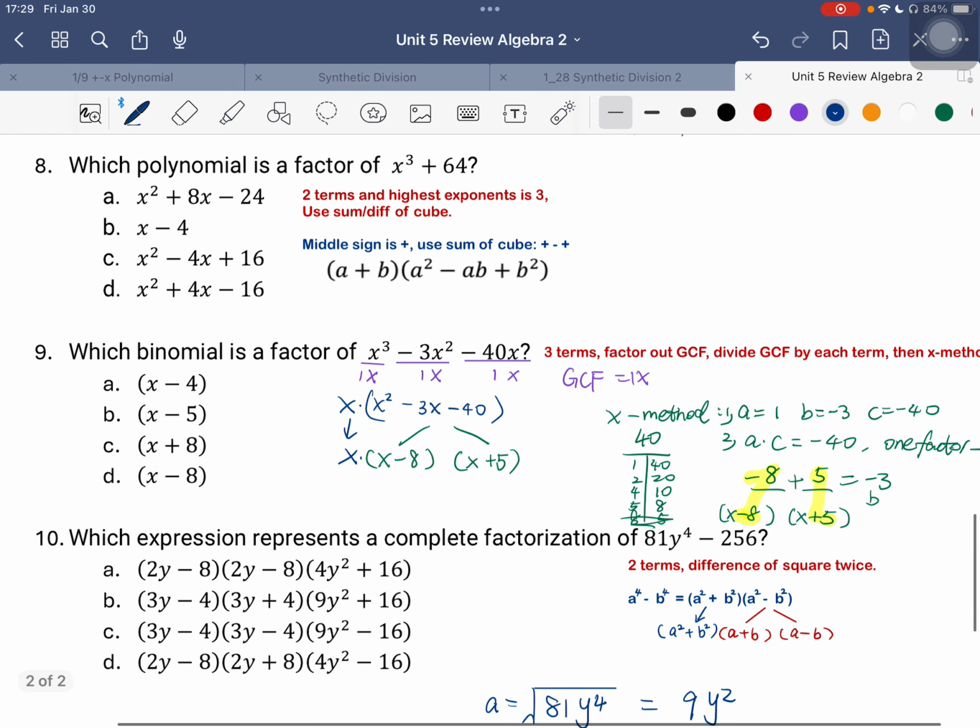Question 8. Which polynomial is a factor of x cubed plus 64? Okay, another 2 terms and the highest exponent is 3. You are using sum or difference of cubes, but because the sign is plus, you're using the sum of cubes. So the complete answer will be plus, minus, and plus. But because this question is asking for part of your answer, the polynomial, the long part, it must be negative and plus.